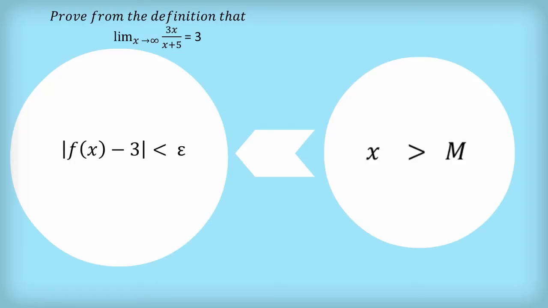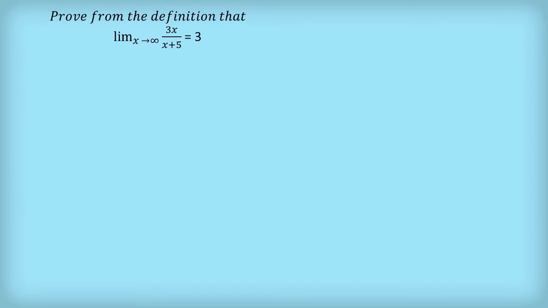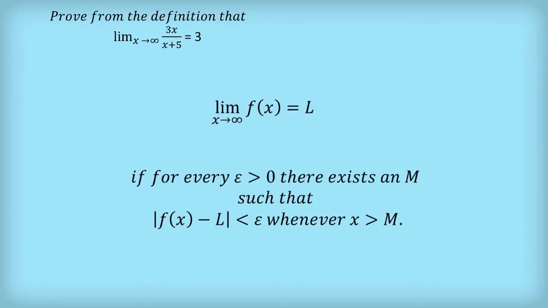So now let's do a proper proof from the definition. Okay, here's the question in the top left-hand corner. And now I'll put up the definition of a limit, and hopefully you'll see the link to what we just had with the proof by internet. So the limit as x goes to infinity of f(x) equals L if for every epsilon greater than 0 there exists an M such that the absolute value of f(x) minus L is less than epsilon whenever x is greater than M.